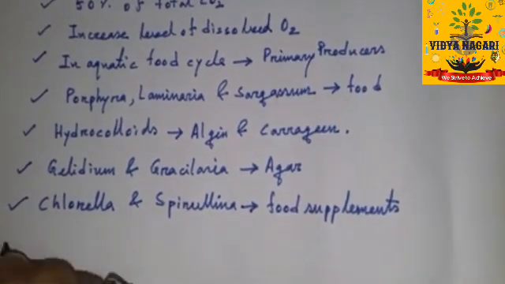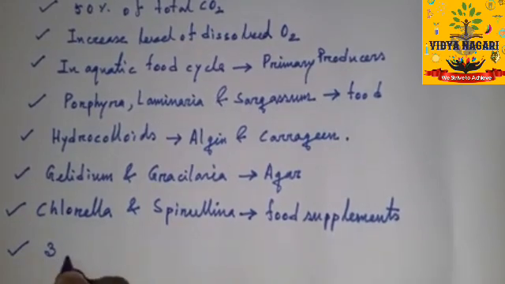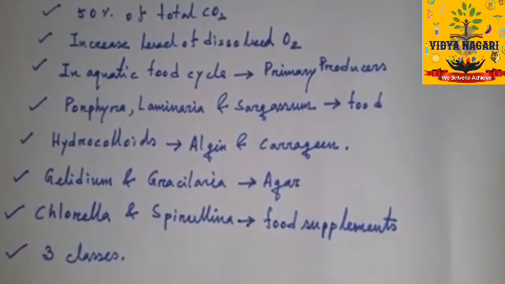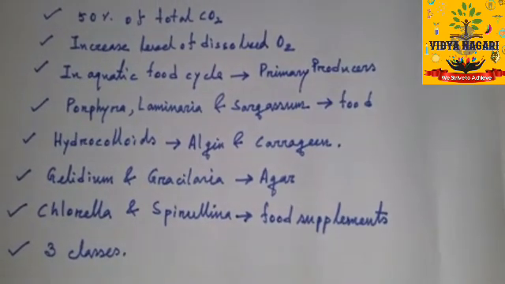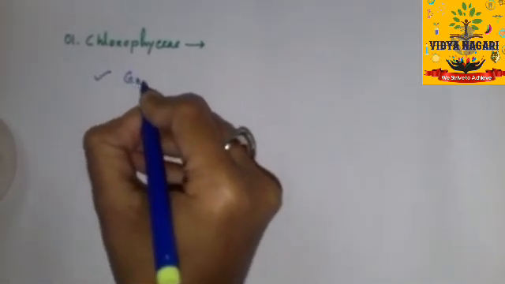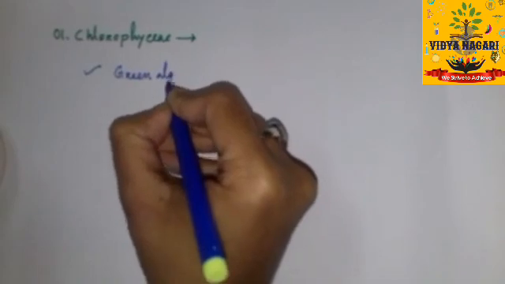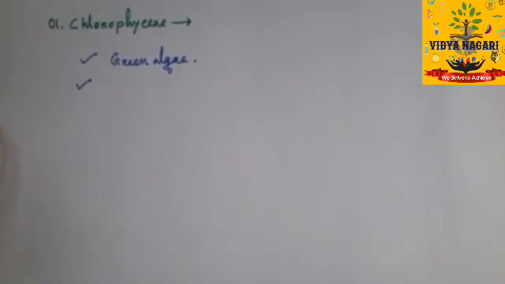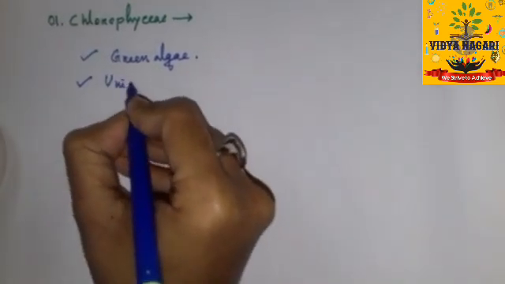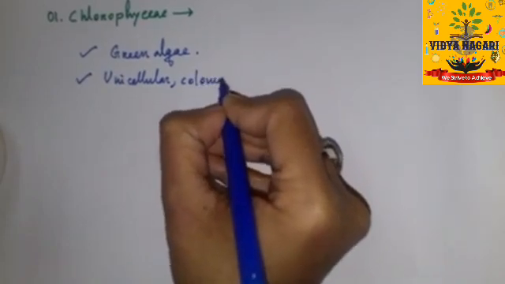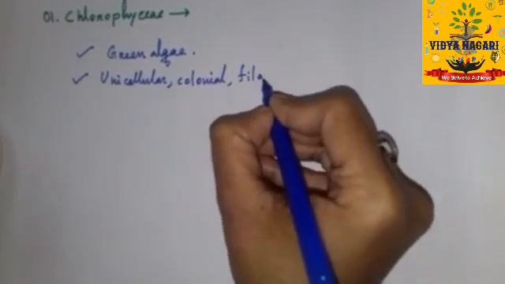And this algae is divided into 3 classes. These are Chlorophyceae, Phaeophyceae and Rhodophyceae. Now the first group is Chlorophyceae. They are commonly known as green algae. And they are unicellular, colonial or filamentous.